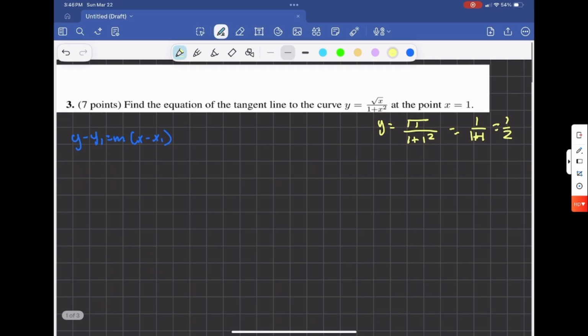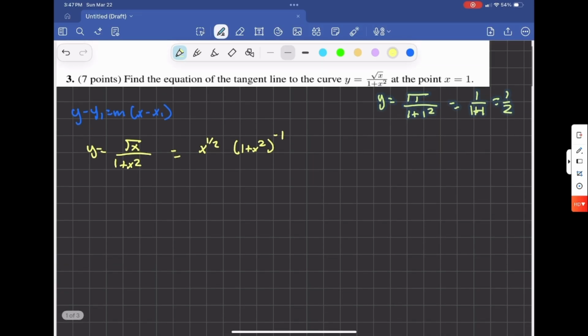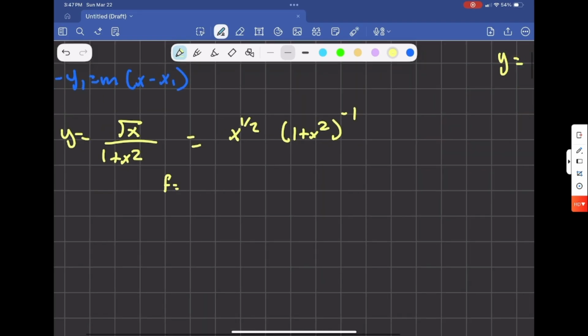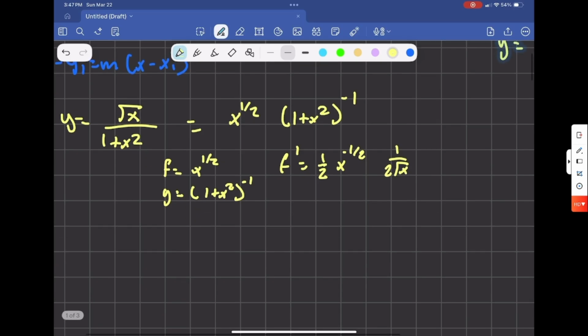So in this case, our function is square root of x over 1 plus x squared. I'm going to rewrite this as x to the power 1/2 times 1 plus x squared to the power of -1, and just find the derivative of this. So we know this is going to be a product rule. My f is going to be x to the power of 1/2. My g is going to be 1 plus x squared to the -1. My f prime is 1/2 x to the power of -1/2, or 1 over 2 root x.